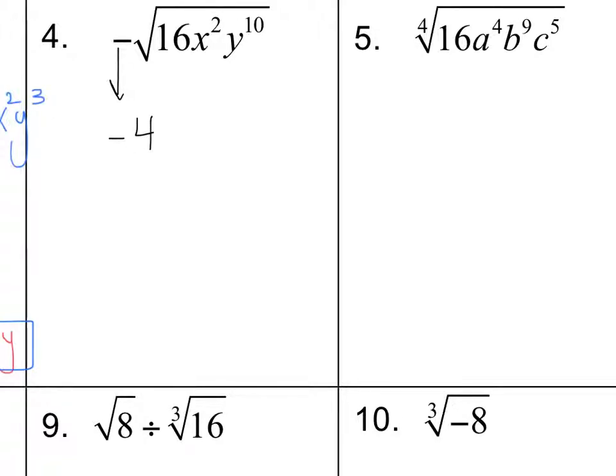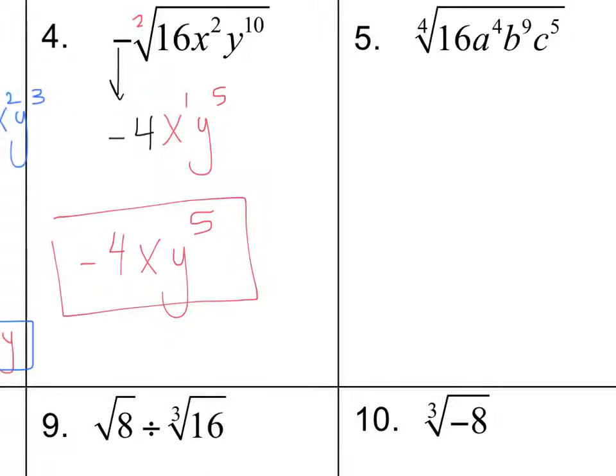Now since this is a square root, the little number or the index on the outside of the radical is a 2. Now x to the 2nd, let's simplify that. The power divided by the index is a 1. It's completely simplified to x to the 1st. Now y to the 10th power, the power is completely divisible by the index 2, so y to the power 10 over 2, so that's a 5. So my final answer is going to be negative 4xy to the 5th. As you can see, everything is simplified, so that's your final answer.